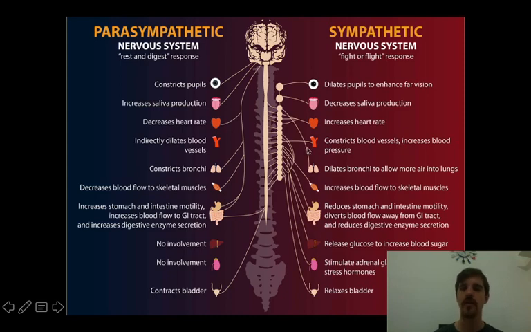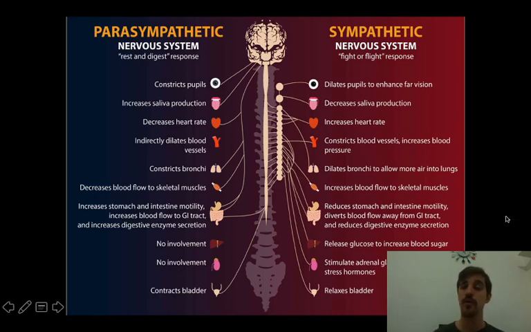Continuing down, you can see that your bronchi, particularly in your lungs, will dilate to allow more air. Your bronchi will dilate, meaning they'll get bigger, to allow a larger oxygen intake. You will increase blood flow to your muscles. So this is when we'll then talk about adrenaline.